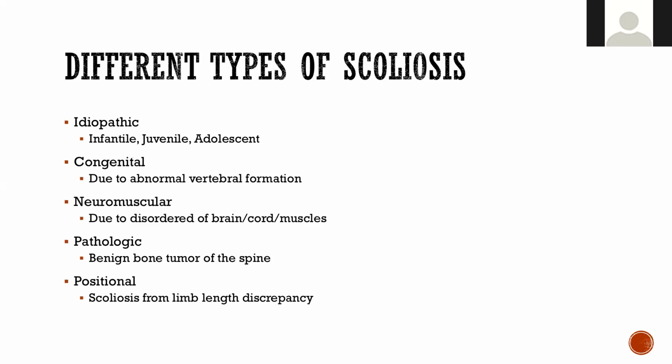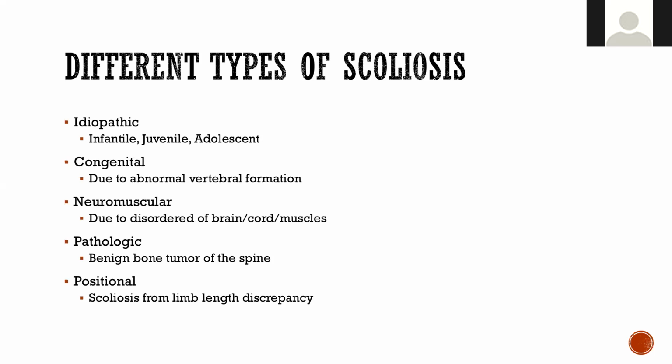Like I mentioned, there are different kinds of scoliosis, and what we're going to be talking about today is idiopathic. But there's infantile scoliosis, where the age cutoff is, I think, less than 4. Juvenile is from that age to 10, and then adolescent, as we mentioned, 10 to 18.